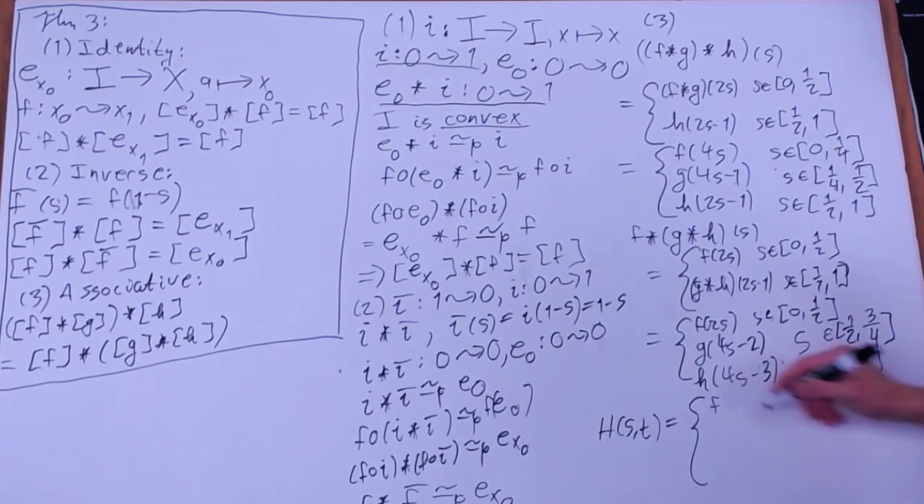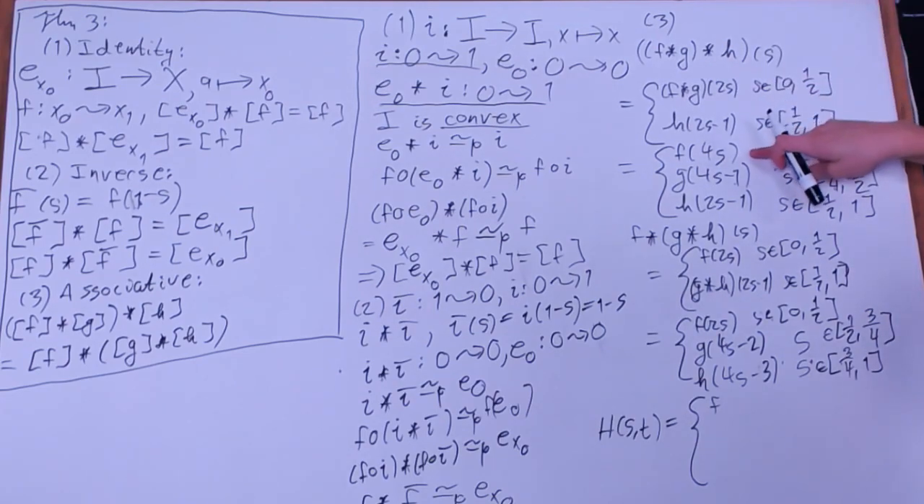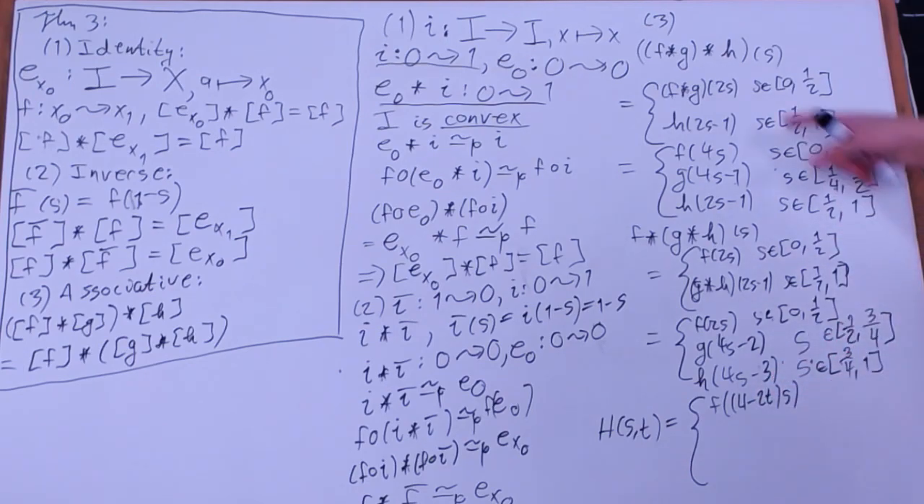So f, where do we want it to start? Well, we want it to start with this one, which is going to be f of 4s. Now, where do we want it to end? We want it to end here, which is at 2s. So the way to do that is going to be 4 minus 2t, times s. Because if I plug in t equals 0, I get f of 4s. If I plug in t equals 1, I get f of 4 minus 2, which is going to be 2s. So we start at f of 4s, we end up at f of 2s.